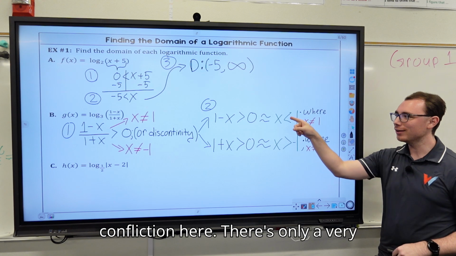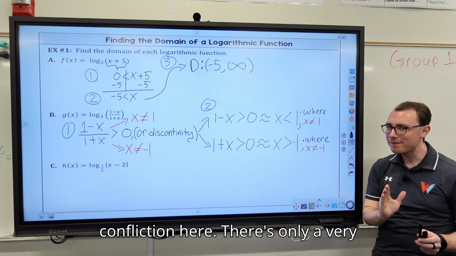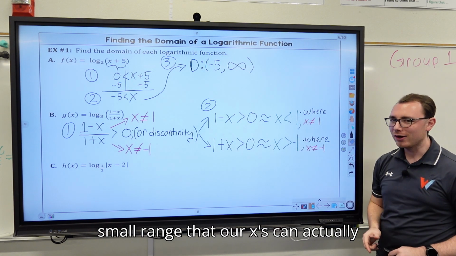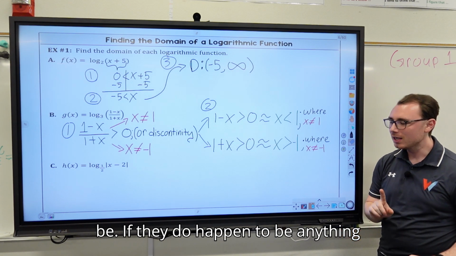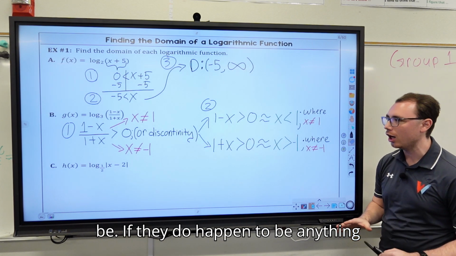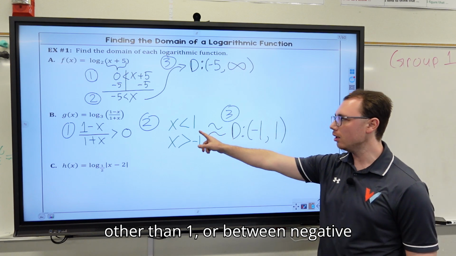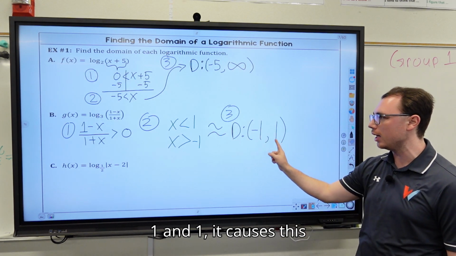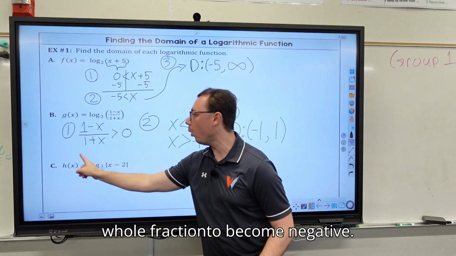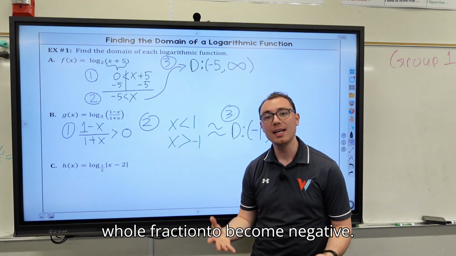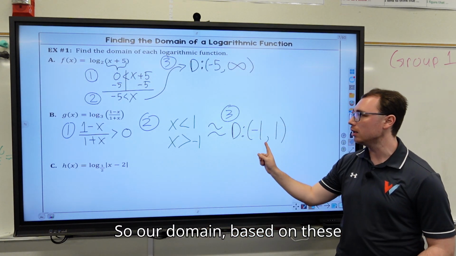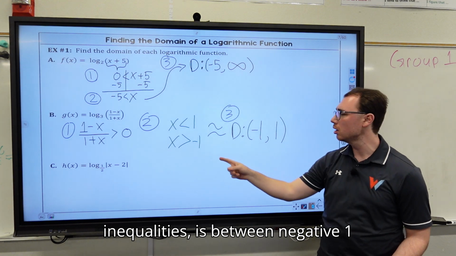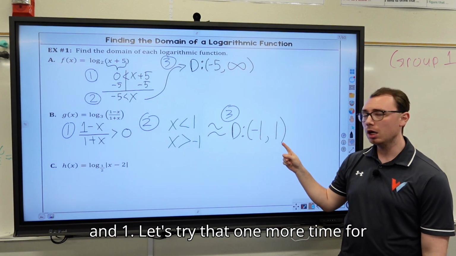But notice this conflict here. There's only a very small range that our x's can actually be. If they do happen to be anything other than between negative 1 and 1, it causes this whole fraction to become negative. So our domain, based on these inequalities, is between negative 1 and 1.